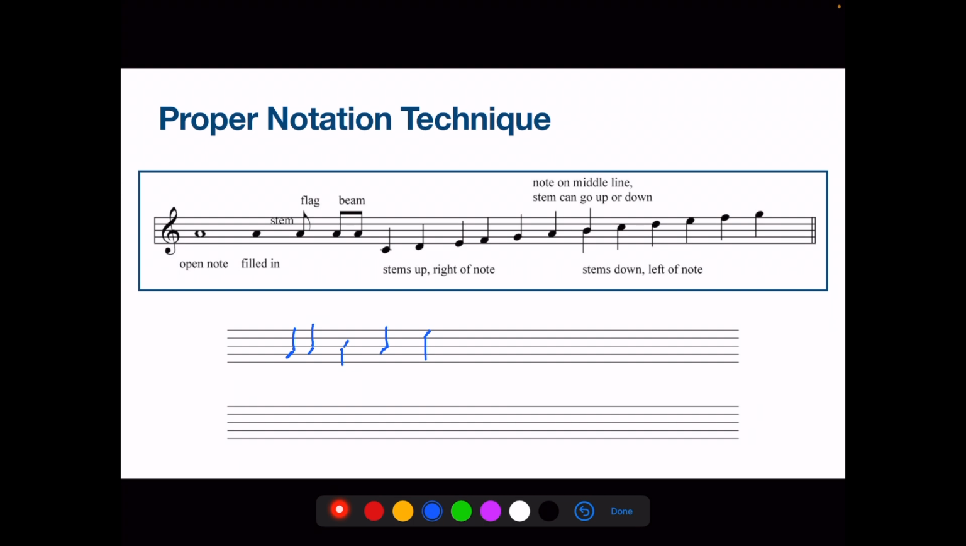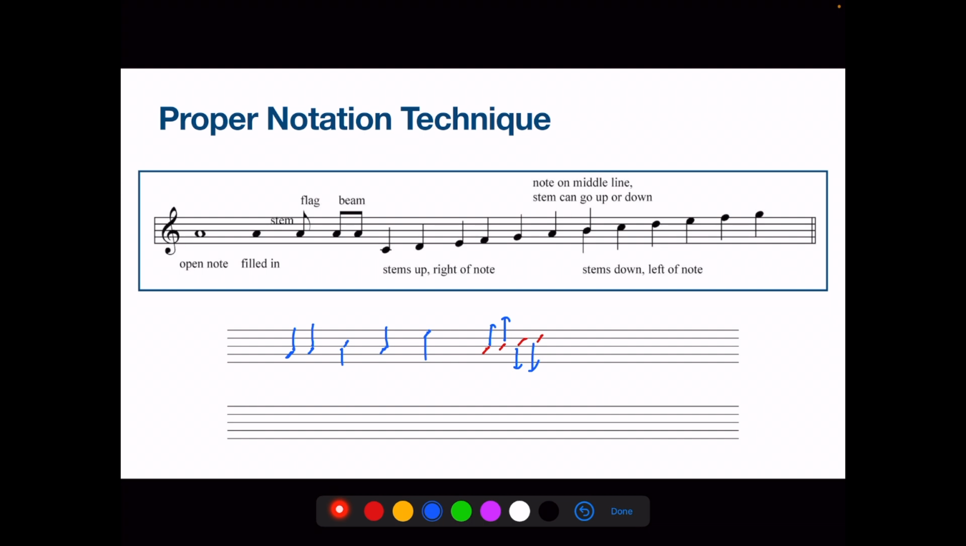But now, what if we're dealing with beams? So instead of just quarter notes, if we have eighth notes, for example, if you have notes here, here, here, and here, what we normally know is that if the note is under the middle line, the stem goes up, right? This one middle line up or down, and then this one down, down. But then let's say these are eighth notes. How do we actually beam them?